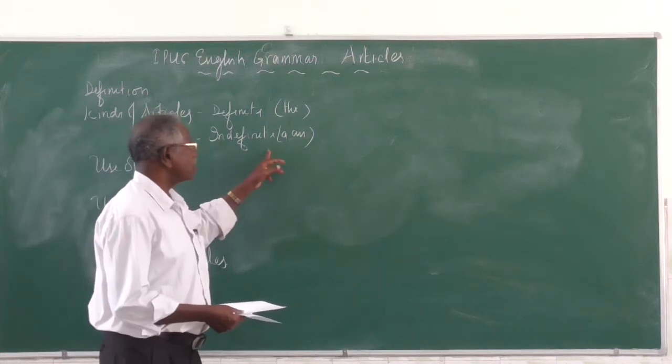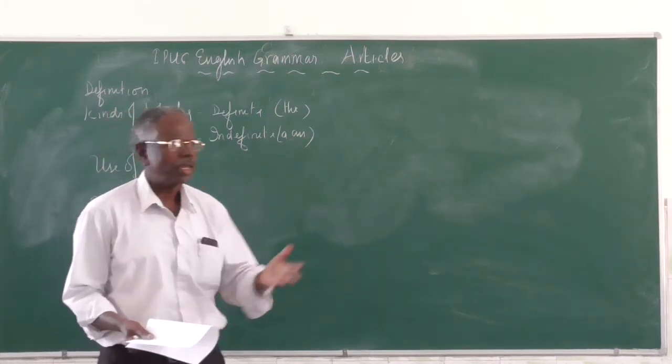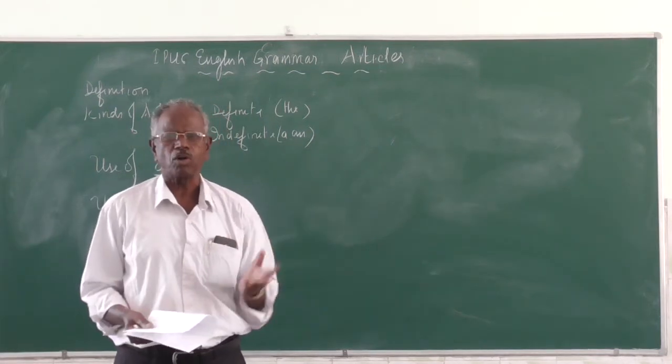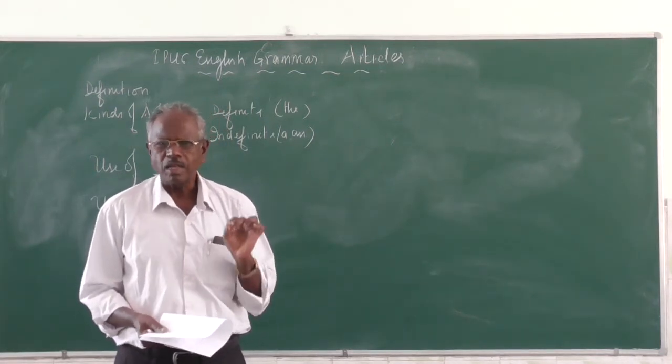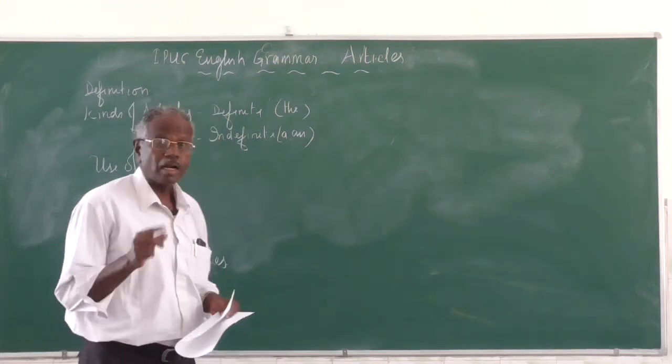And indefinite article, a, an. Indefinite means it can be anything. He is a boy. Not a particular boy, he is a boy. She is a girl. This is a book. It is a tree. So, these are indefinite articles.